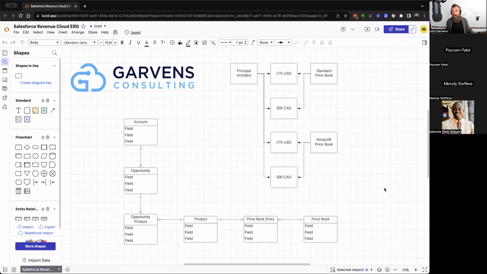Like, why the hell did you get CPQ in the first place if you're just going to let your reps punch in whatever the hell they want? It doesn't make a damn bit of sense.